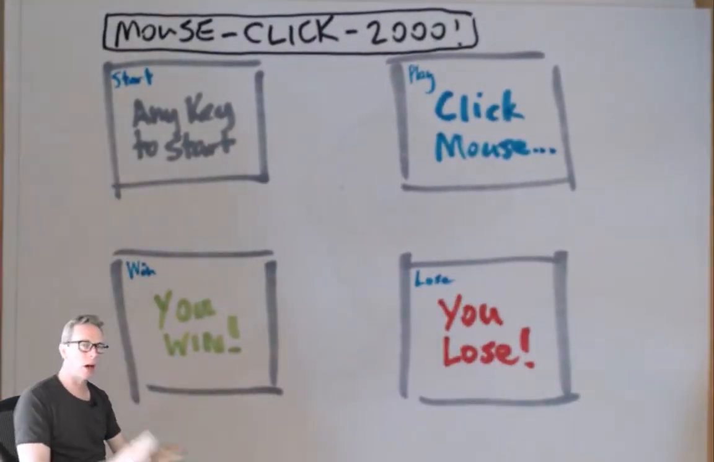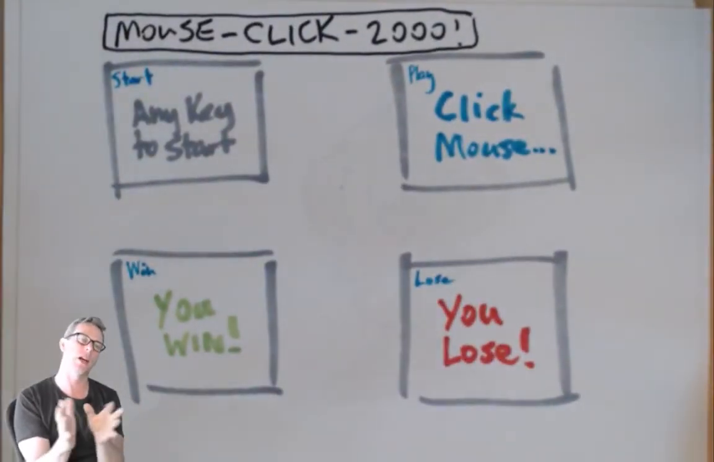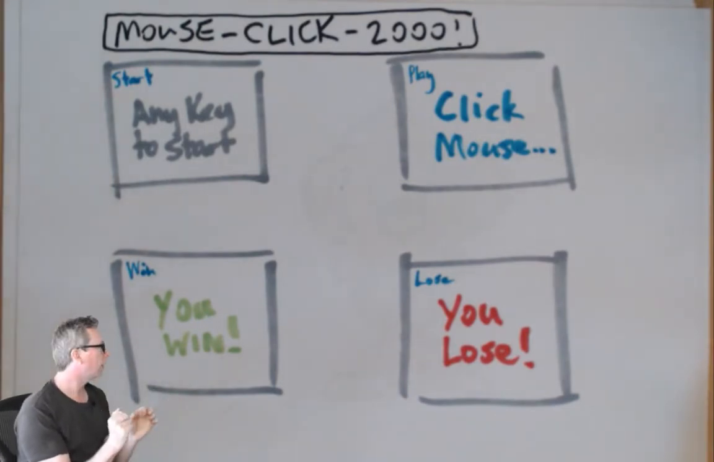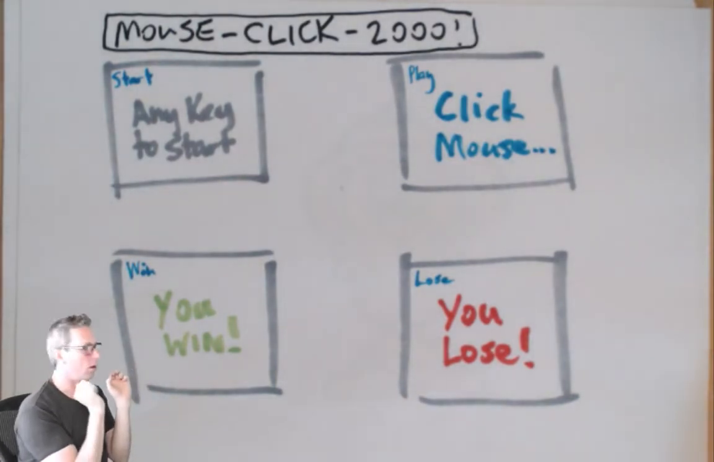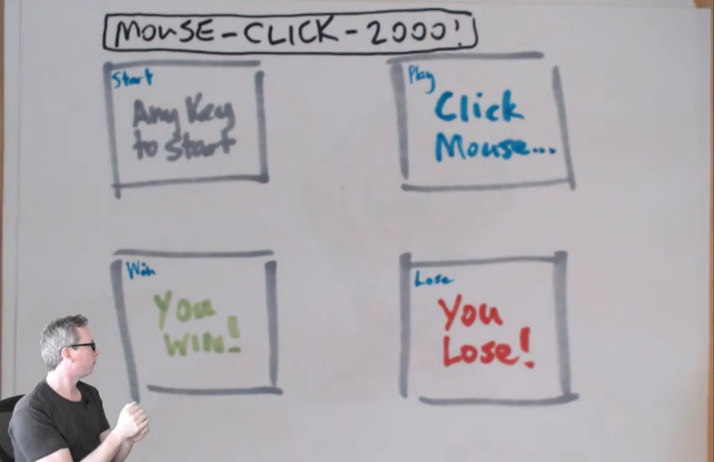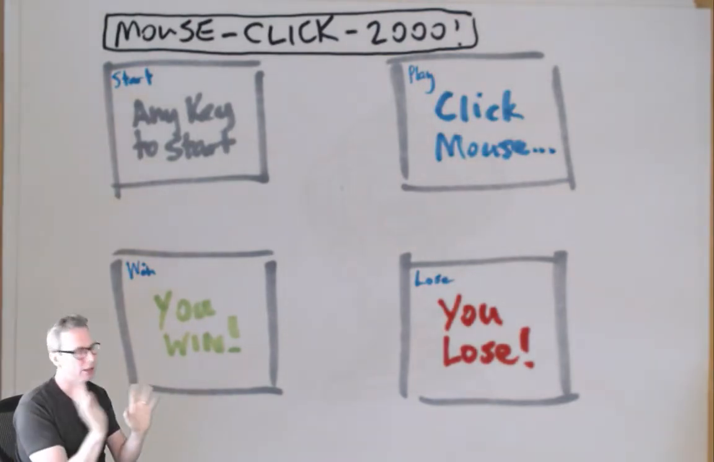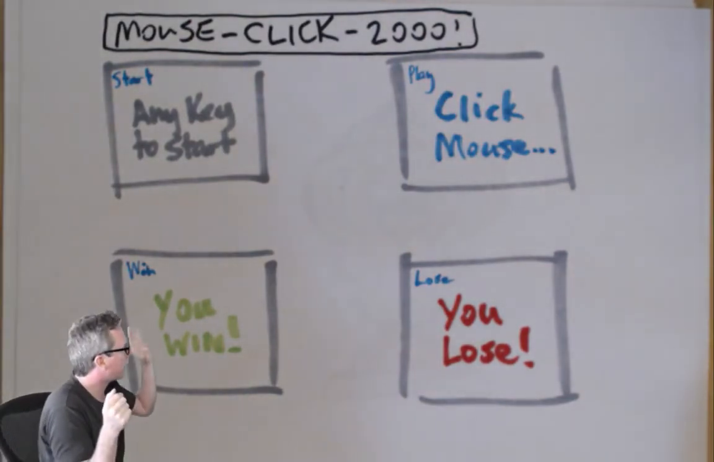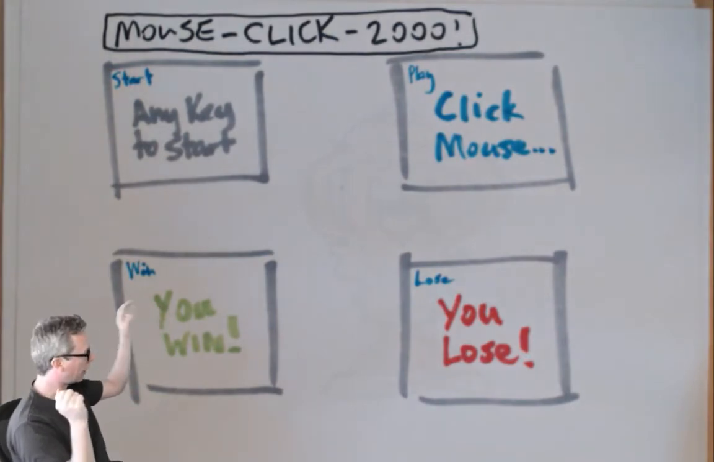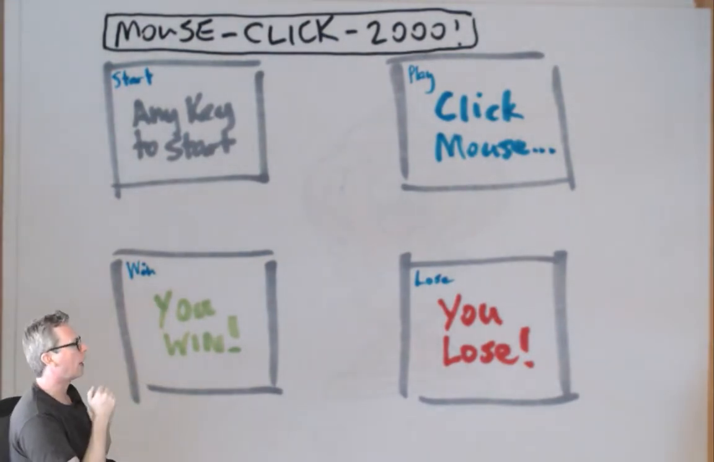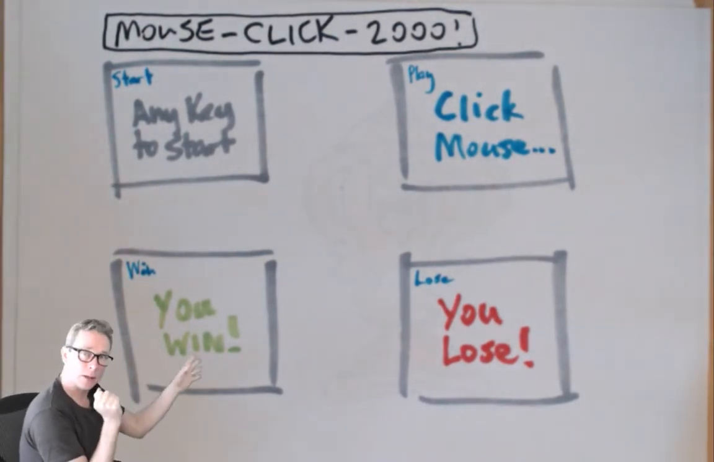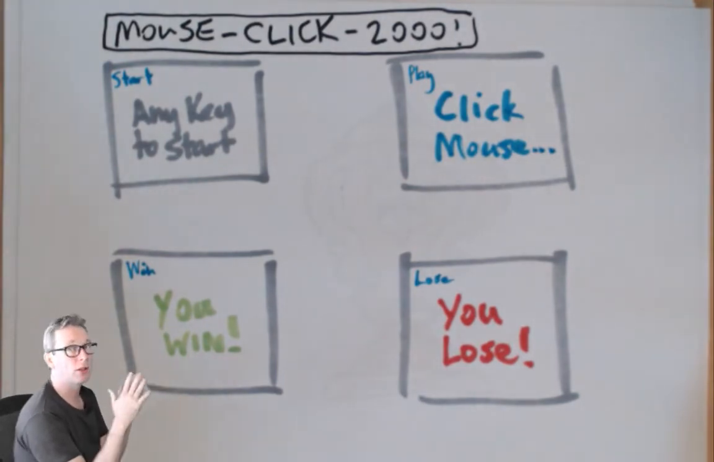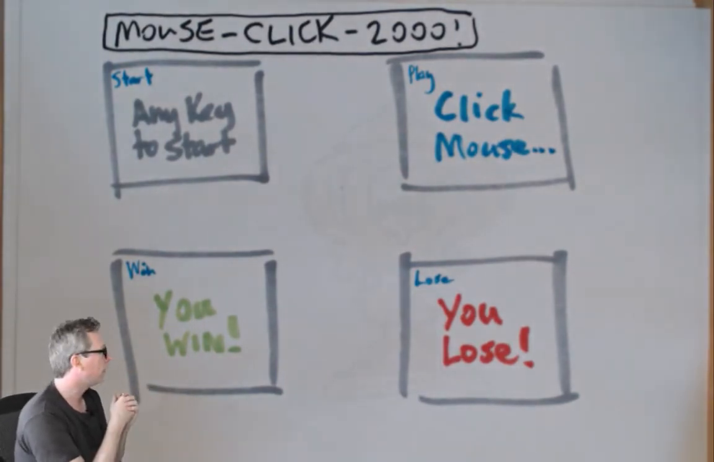So here I've got a beautiful design, very carefully done for an amazing game, very carefully. It's an example game. The game is Mouse Click 2000, and the object of this game is that you have to click a mouse in order to win. And if you don't click fast enough, you lose.